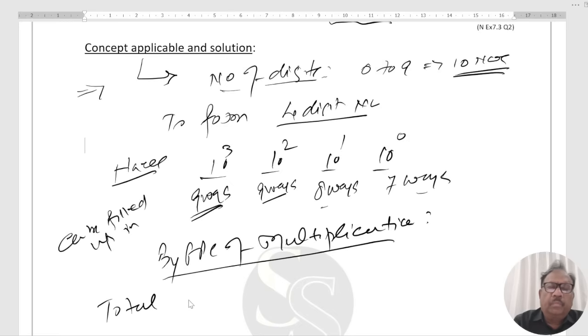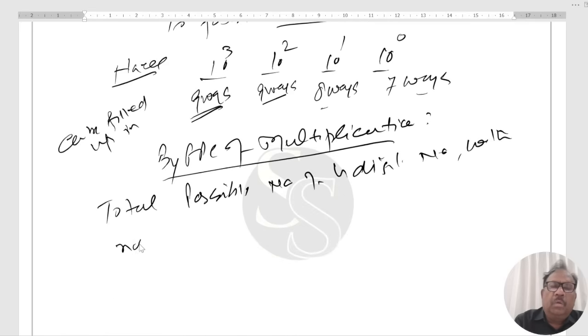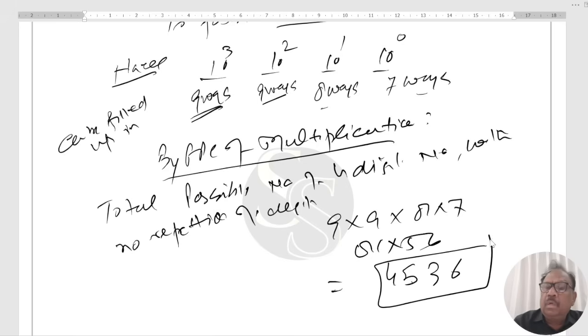Total possible number of 4-digit numbers with no repetition of digits will be 9 into 9 into 8 into 7, that is 81 into 56. That comes out to 4536. That is the answer.